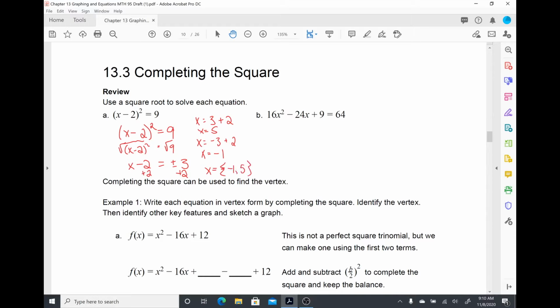And you could check your work there if you'd like. So put in negative 1 into the original. You'd have negative 1 minus 2 squared, which would be negative 3. And negative 3 times itself is 9. And if we'd put in 5, we would have ended up with 3 squared equals 9. Okay, let's try the same thing for B.